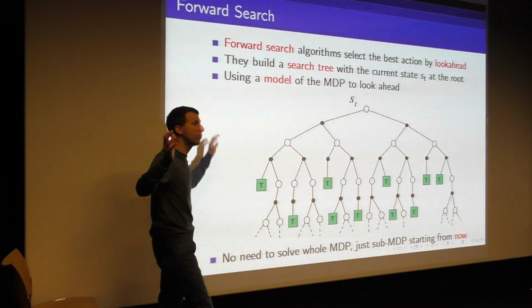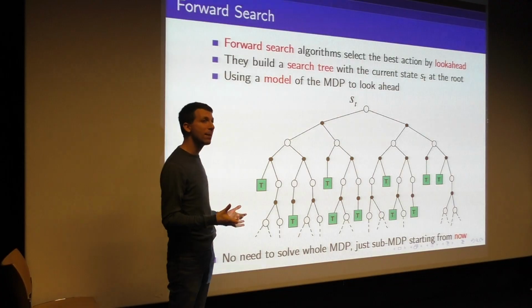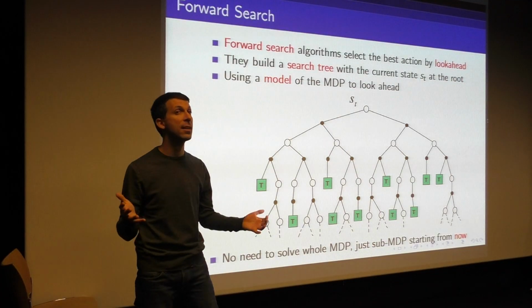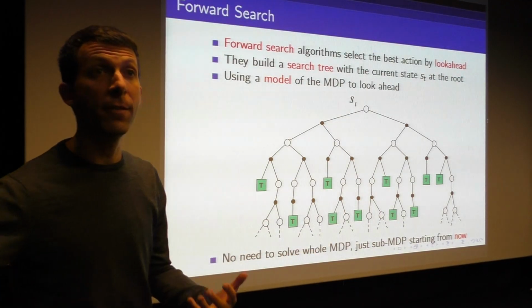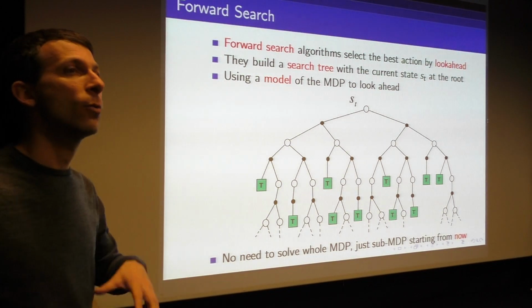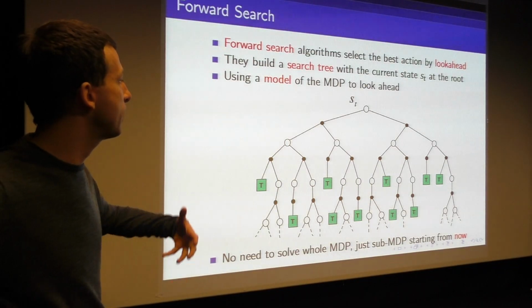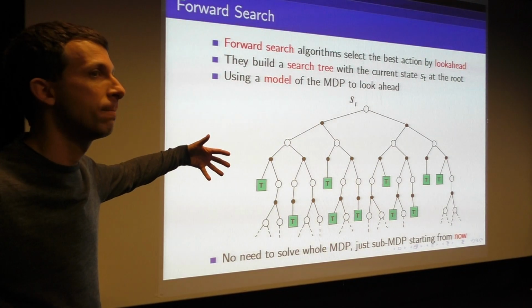What happens in some unreachable part of the state space, or something we're not going to reach for another year from now, doesn't really matter to us. It just matters the sub-MDP that we're in right now. Let's do well for that. And sometimes that can be dramatically easier than solving for the whole MDP. So that's forward search. We solve for the sub-MDP starting from now using look ahead.